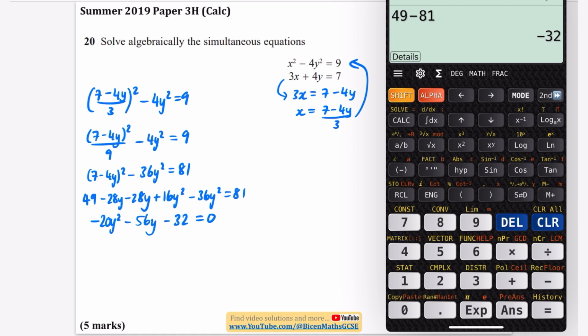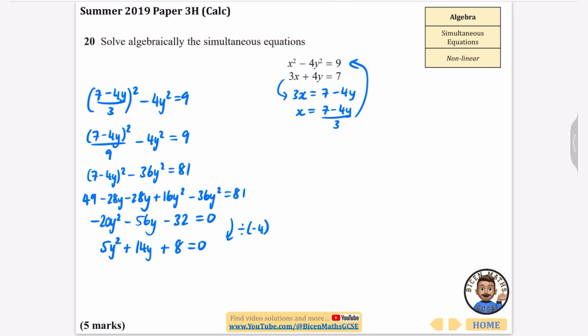So if I divide them by negative 4, so everything is being divided by negative 4, I would get 5y squared. I'm going to get rid of the negatives for both of these. When I do 56 divided by 4, again, I'm going to just use the calculator to check that I'm doing this right. I get 14y, and then I get an 8 for this last part.